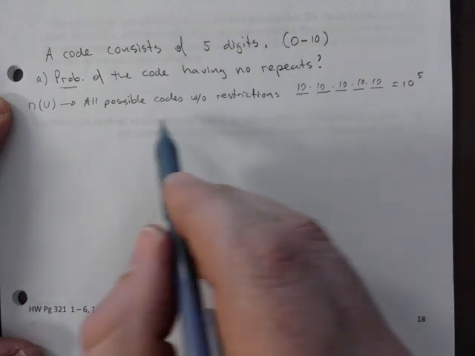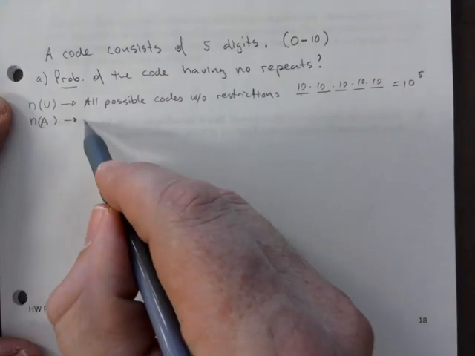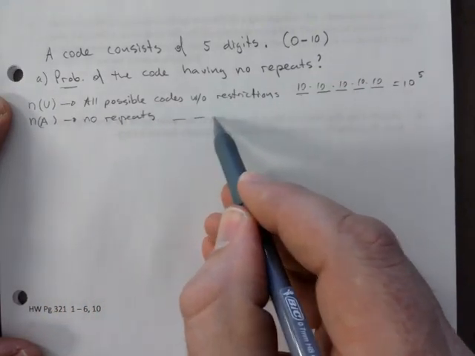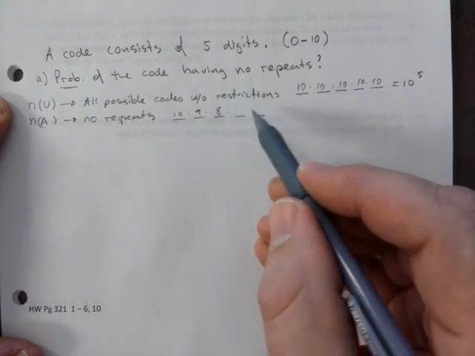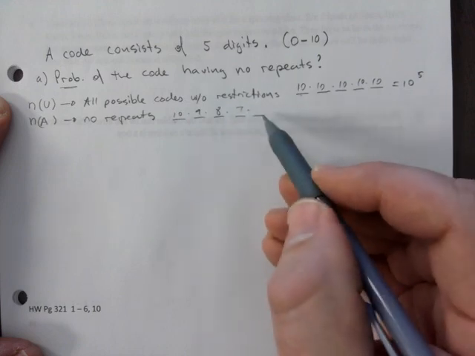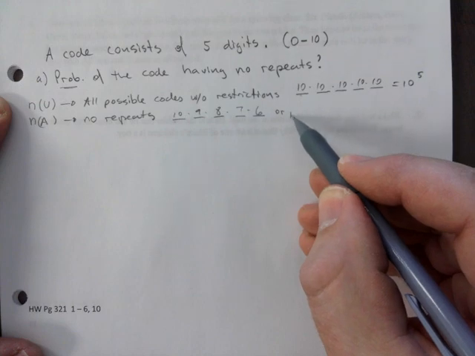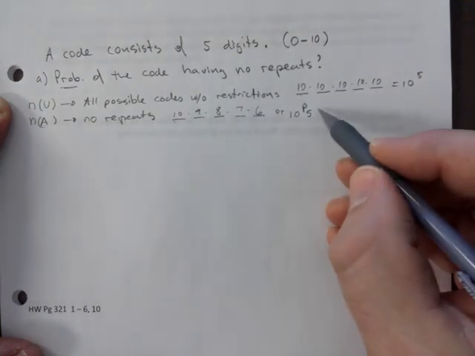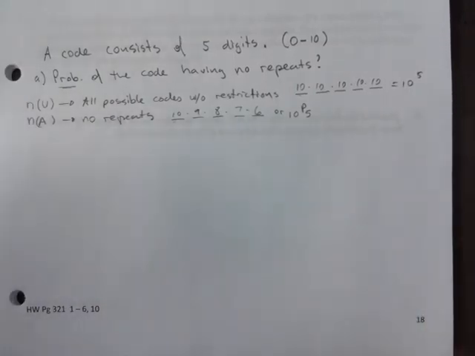So we'll leave it. NA would be no repeats. So we go 1, 2, 3, 4, 5. So that'd be 10, 9, 8, 7, 6. Or how would you do that permutation notation? 10 pick 5, correct? I'll just leave it like that for now. I won't actually calculate that. I'll just do it at the very end.